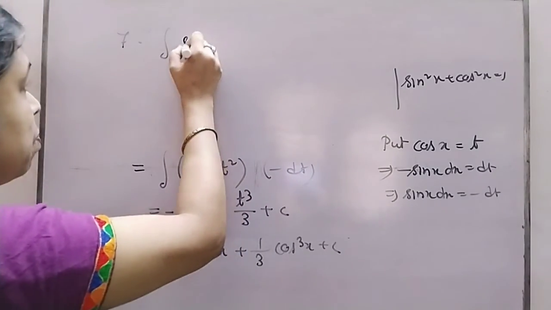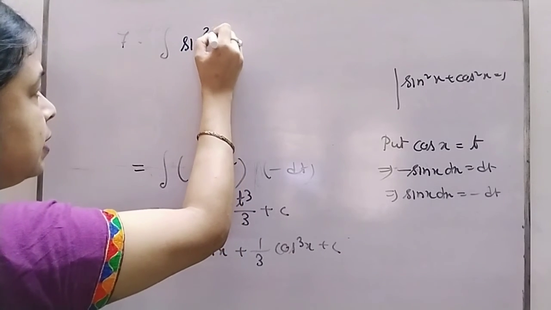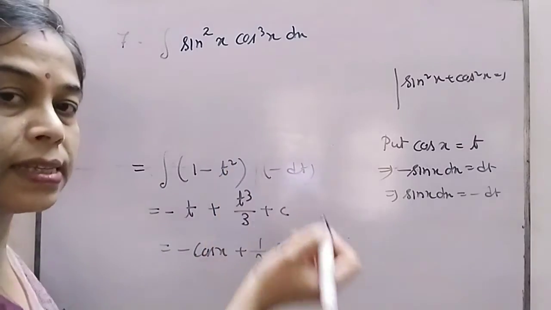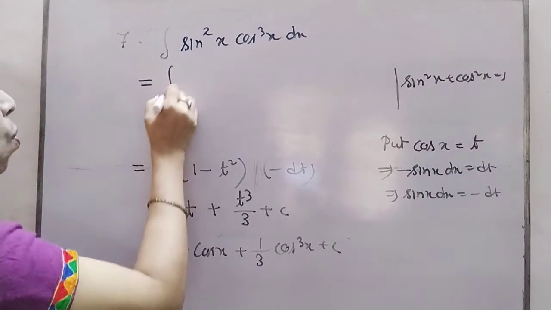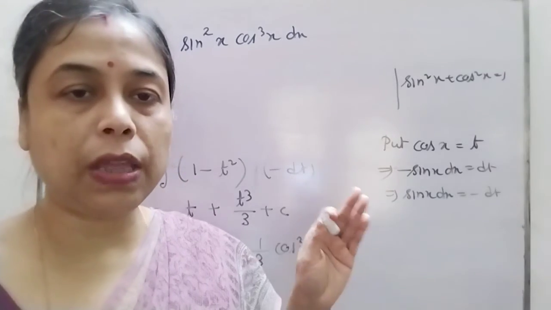Suppose I have done one question where one even and one odd is there. Say you have sine square x and cos cube x into dx. Okay, these are some extra questions I have done, remembering. So when both of them are odd, or one even, one odd.